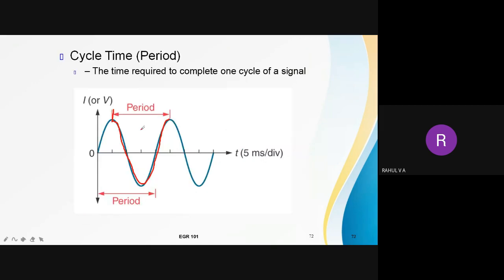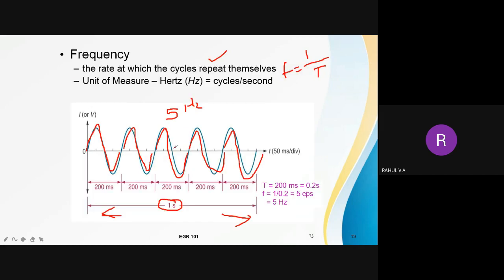So one cycle means one complete waveform, positive half cycle and negative half cycle. In this graph, if you count within 1 second how many cycles there are, you can count 5 cycles, because the total duration shown here is 1 second. So within that 1 second there are 5 cycles. So what is the frequency of that waveform? Frequency is 5 hertz. The unit of frequency is hertz.